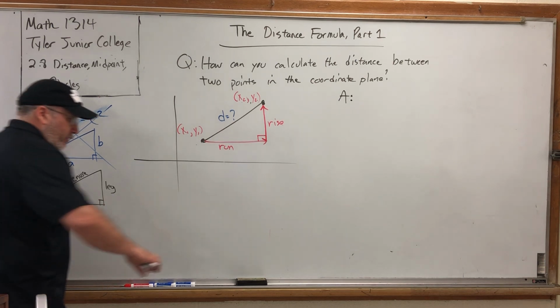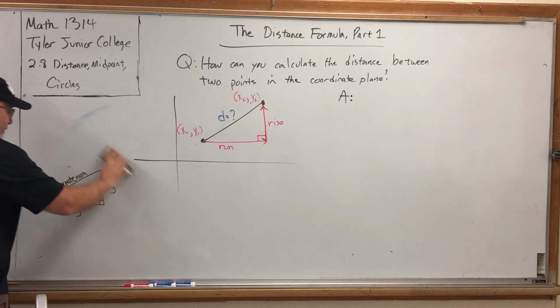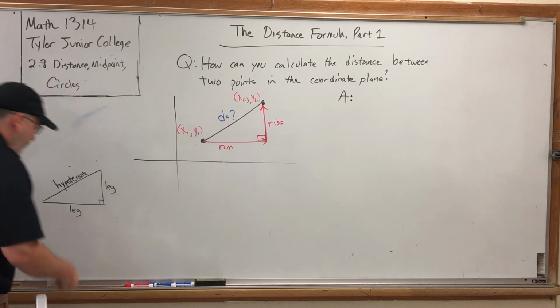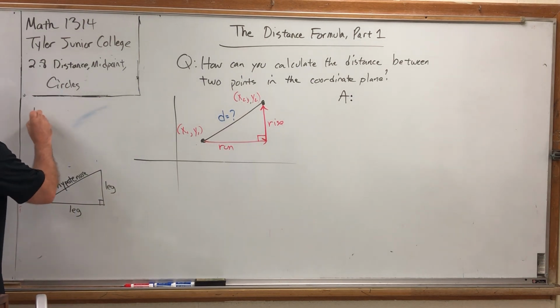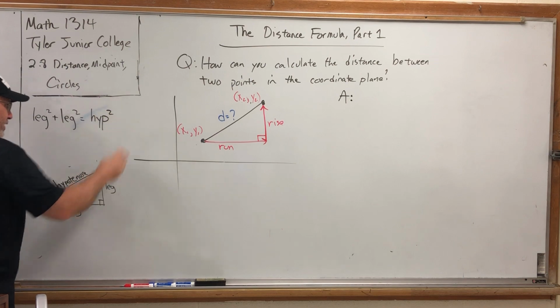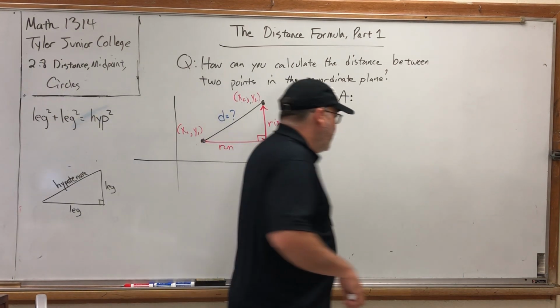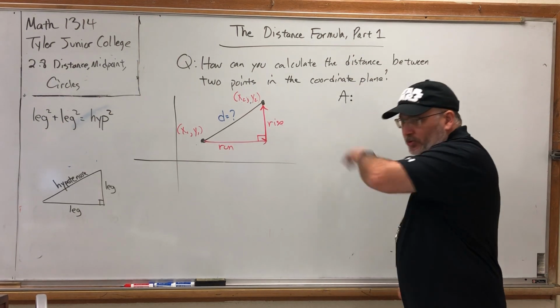My version of the Pythagorean Theorem that I prefer makes no mention of A, B, or C, but rather leg, leg, and hypotenuse. The square of one leg plus the square of another leg is equal to the square of the hypotenuse, which I'll abbreviate HYP. So however you do the Pythagorean Theorem, we're going to do it on this picture.